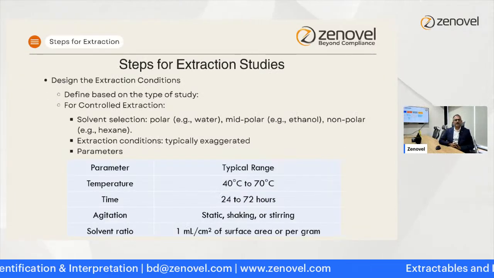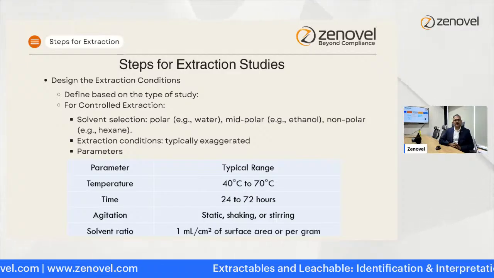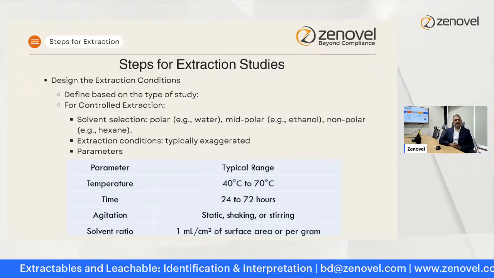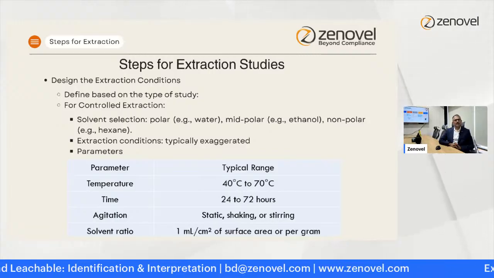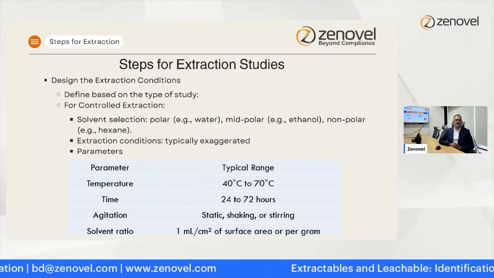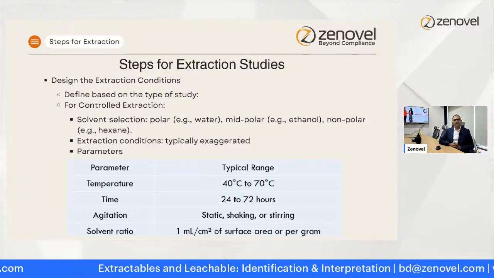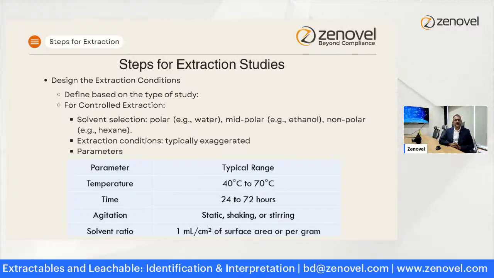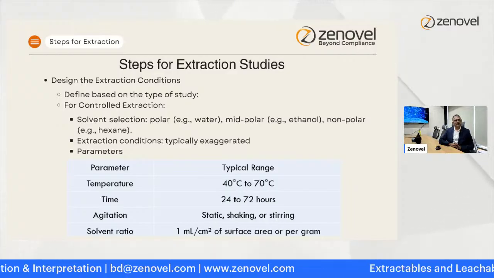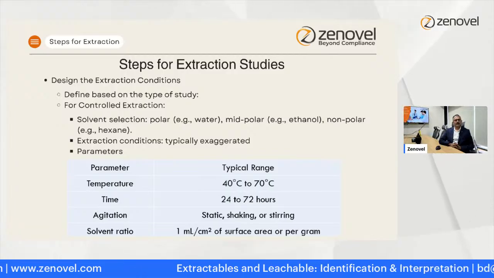Design the extraction condition. It is defined based on the type of study. For example, if we are performing the controlled extraction studies, then solvent selection should be of three ranges that should cover the entire range of polarity. So we can take a polar solvent, for example water, a mid-polar, for example ethanol, and a non-polar, for example hexane, for the extraction. And the extraction conditions are typically exaggerated.